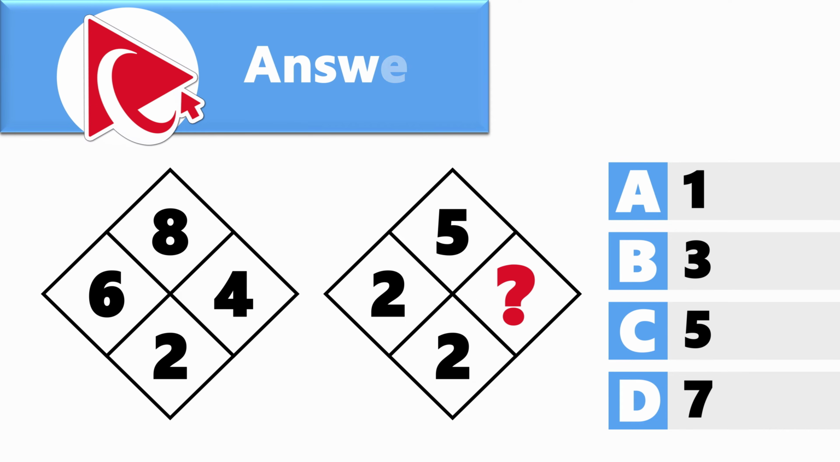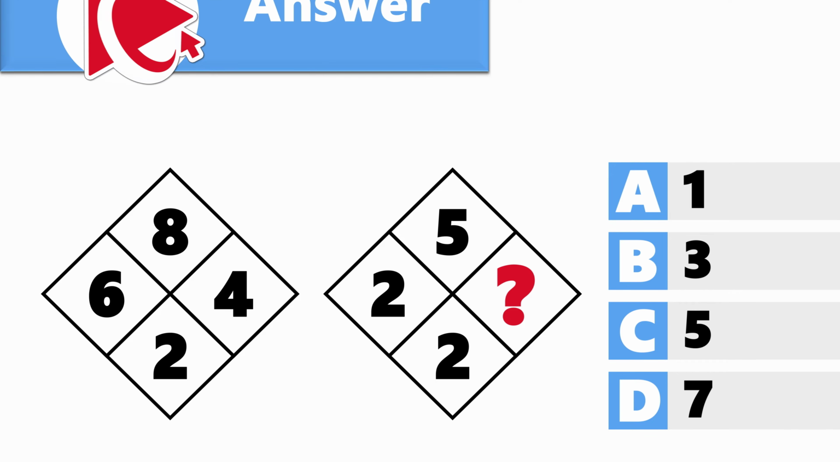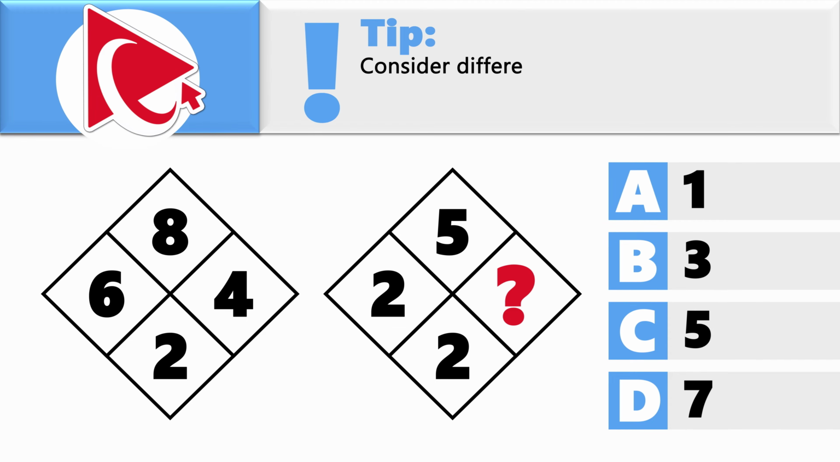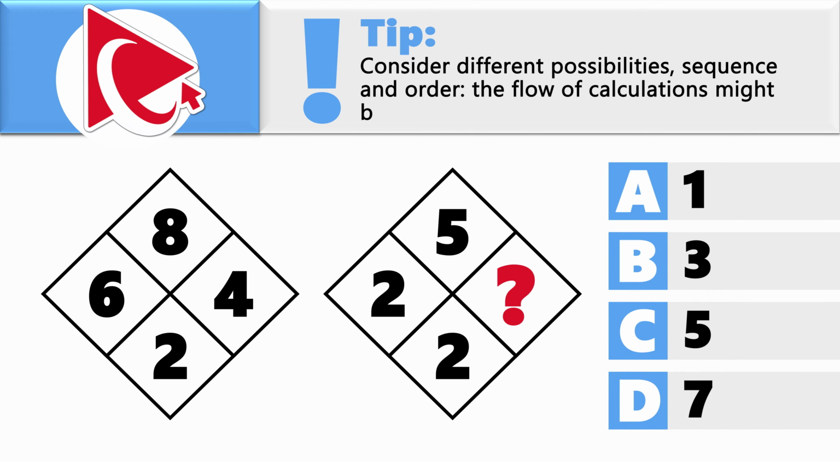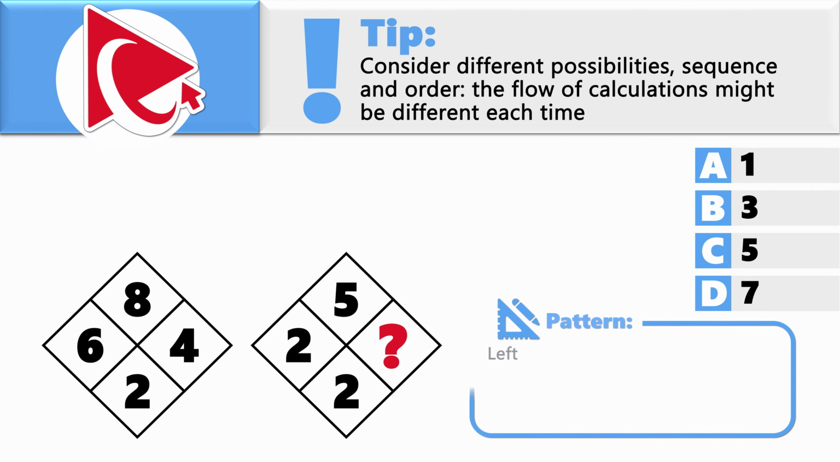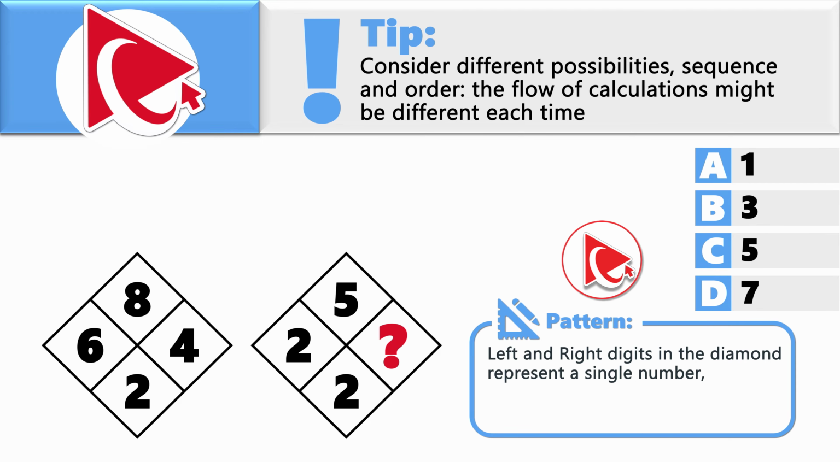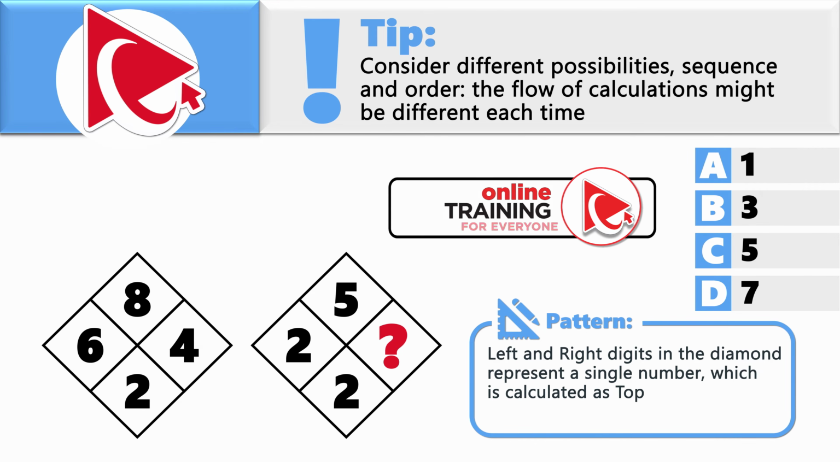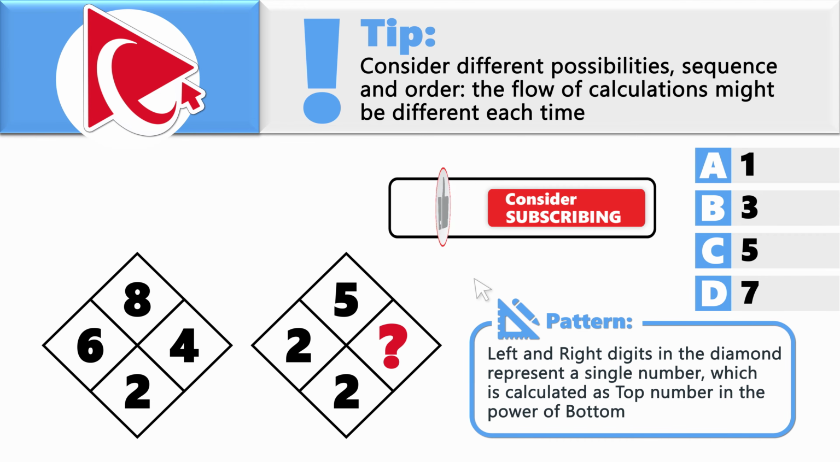As you might have guessed, the key to solve this challenge is to determine the pattern. And to determine the pattern, you need to consider different possibilities, sequence, and orders. The flow of calculation may not be the same each time. Take a close look at the diamond that has all the numbers. The pattern here is that the left and the right digits in the diamond represent a single number, which is calculated as a top number in the power of the bottom number.